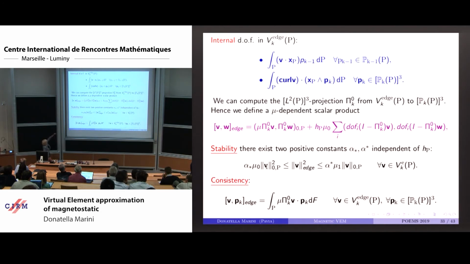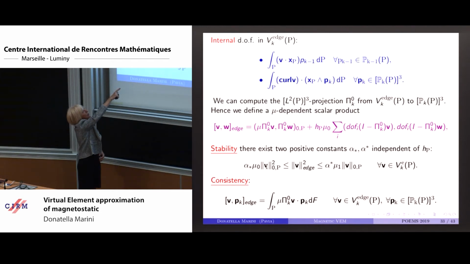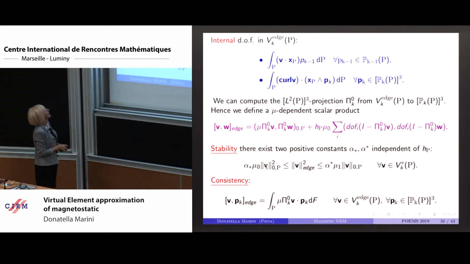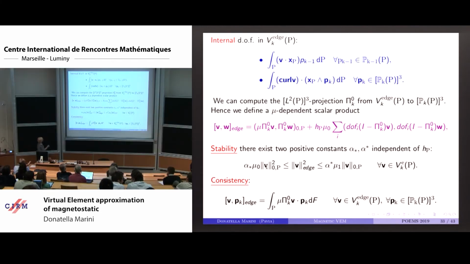Don't read that. These are just the internal degrees of freedom for the edge. This is the definition of the edge scalar product. You see that it's very similar to what we had before: L2 scalar product of the projection onto constants plus a stability term. This is the stability condition, and this is the consistency, which is verified.